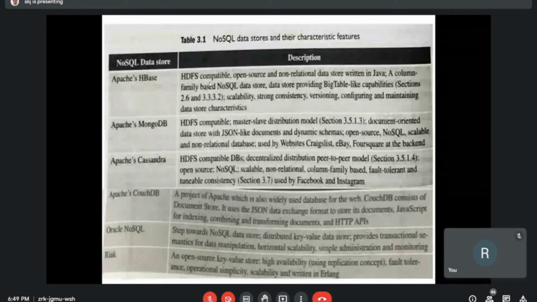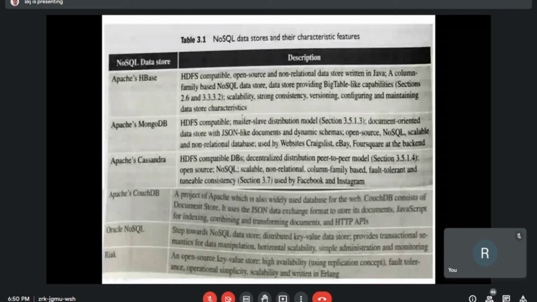So I read it: Apache HBase, HDFS compatible. This is HDFS compatible, open source and non-relational data store written in Java. A column family based NoSQL data store providing Bigtable-like capability. Scalability, strong consistency, versioning, configuring and maintaining data store characteristics.